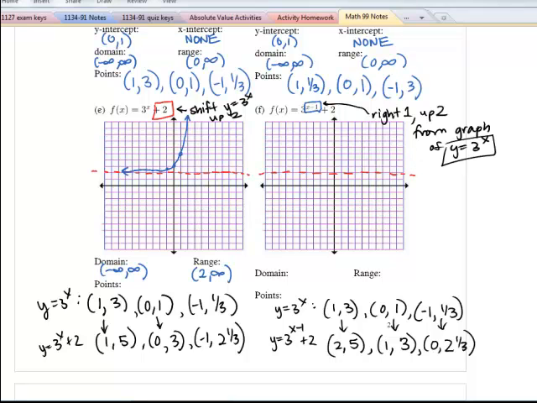And then let's plot our points. 2, 5, 1, 3, and 0, 2 and a third. So the same points as we had in the other graph, just shifted 1 to the right. The domain is all reals because it extends to the left and right, and the range is everything bigger than 2, just like it was last time.